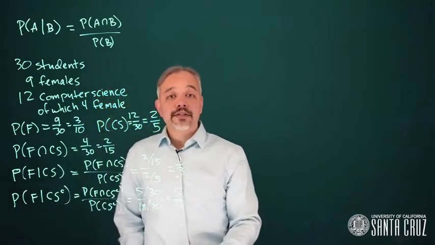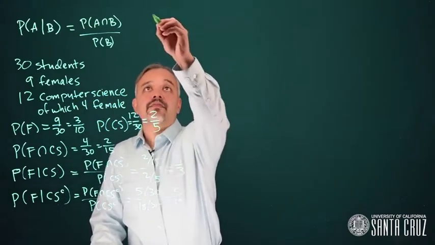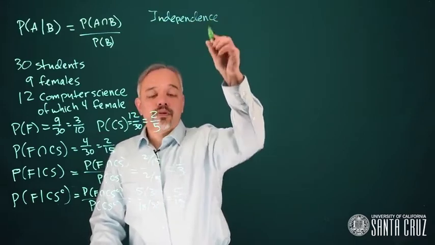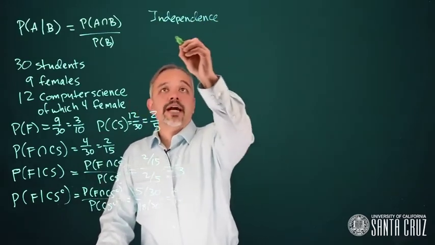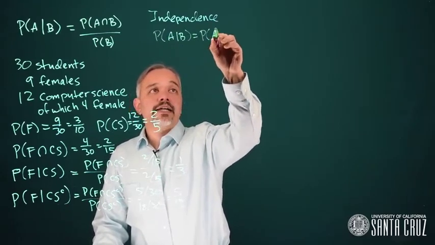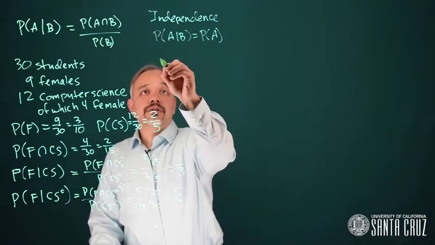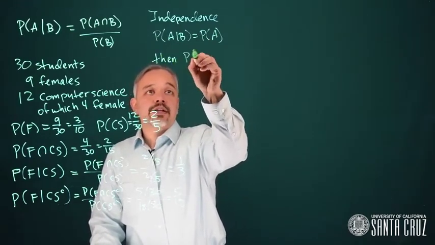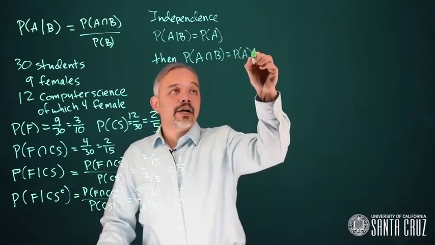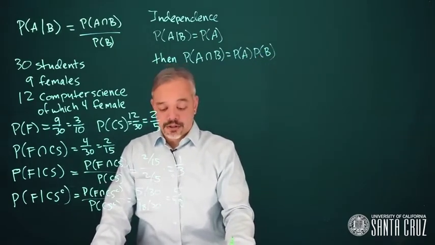There's a concept of independence, which is when one event doesn't depend on the other. When two events are independent, we have that the probability of A given B is equal to just the probability of A. It doesn't matter whether or not B occurred. When this is true, we also get that the probability of A and B happening is just the probability of A times the probability of B. This is a useful equality that we'll use throughout this course.